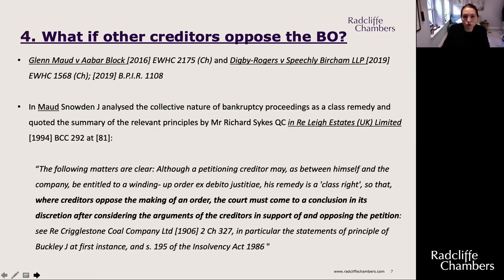So moving on then from that decision to another consideration, what if other creditors oppose the making of the bankruptcy order? Now, this was exactly the case in the Glenn Maud and Digby Rogers cases. The petitioning creditor sought a bankruptcy order, but the other creditors did not. And Mr. Justice Snowden, again, with reference to the collective nature of bankruptcy, said this: where creditors oppose the making of an order, the court must come to a conclusion in its discretion after considering the arguments of the creditors in support of and opposing the petition.